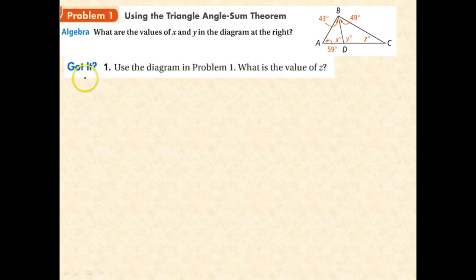Okay, why don't you pause and see if you've got it. See if you can find the value of z. So we're going to use the triangle sum theorem to find z, because 49 plus 102 plus z has to equal 180. 49 plus 102 plus z equals 180. 49 plus 102 is 151.